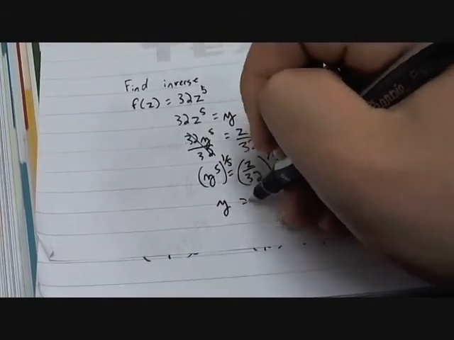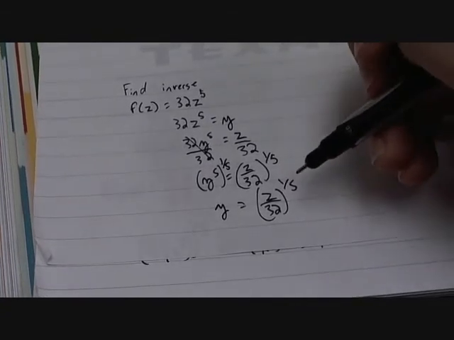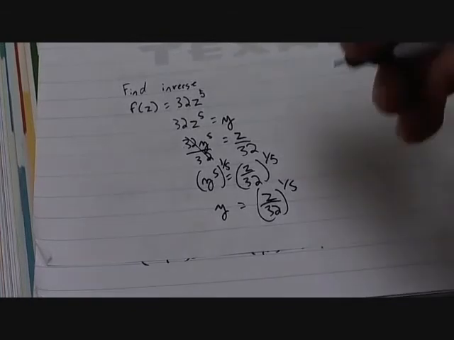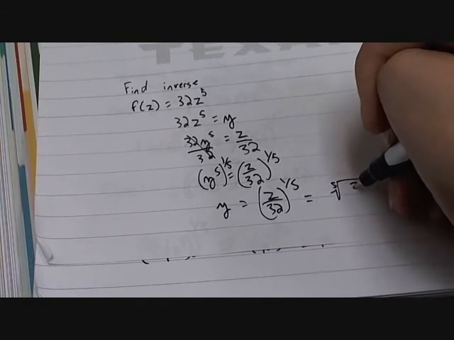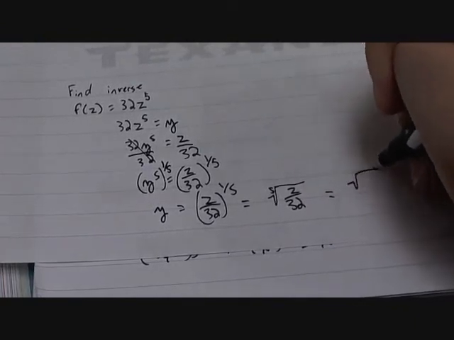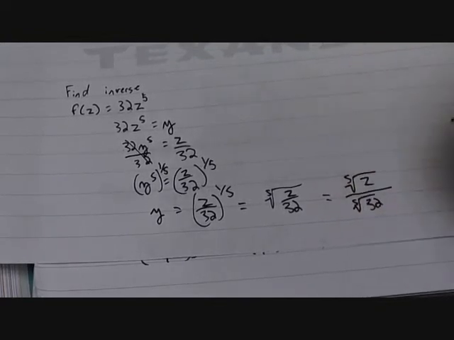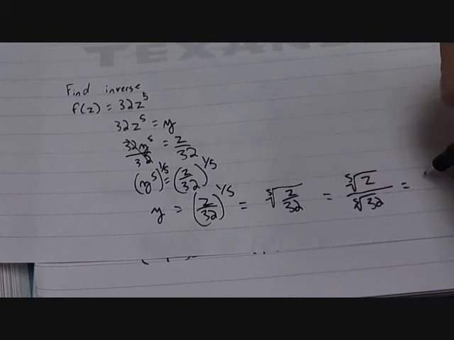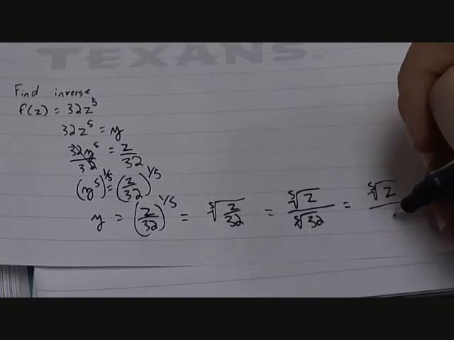So you're left with y is equal to z over 32, everything raised to the 1/5 power. Now, you can reduce this even further, because remember, when you raise it to a fraction, it means you're taking the root of it. So this is the same thing as saying the 5th root of z over 32. Remember, this is the 5th root of z divided by the 5th root of 32, which we should all know is 2. So the final answer is the 5th root of z divided by 2.